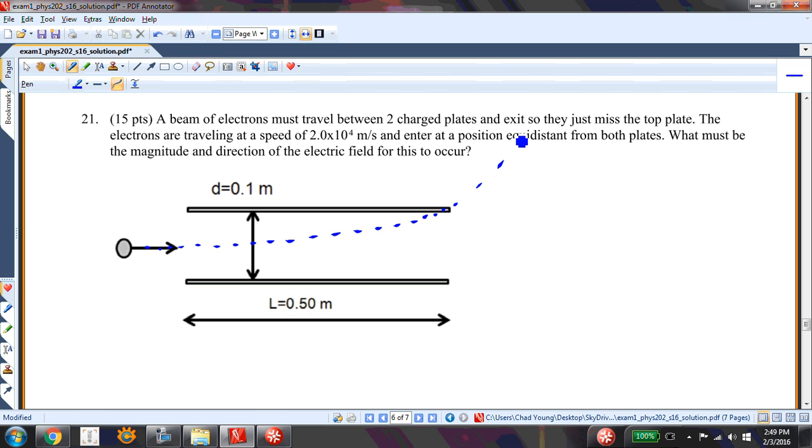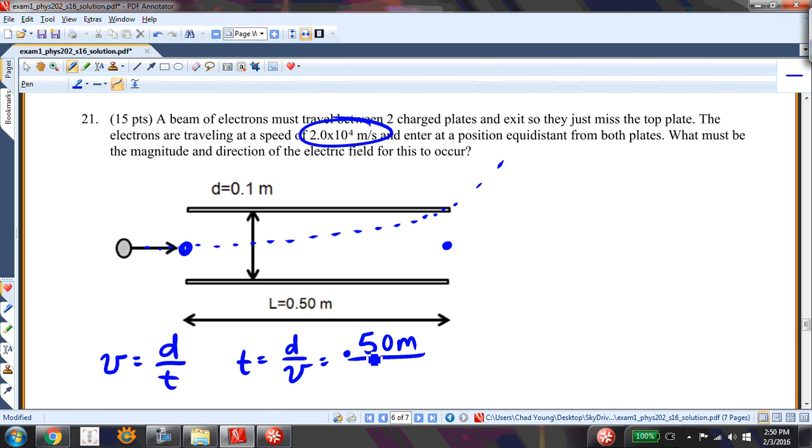The first thing we want to do is figure out what amount of time it takes to get from here down to here in the x direction. It's traveling with an x velocity of 20,000 meters per second when it comes into this electric field. And so I know that speed is distance over time. I can find that time, which is going to be distance over my speed. It travels a distance of 0.5 meters divided by my speed, which is 2 times 10 to the fourth. And that gives me 2.5 times 10 to the minus 5 seconds to move in the x direction.